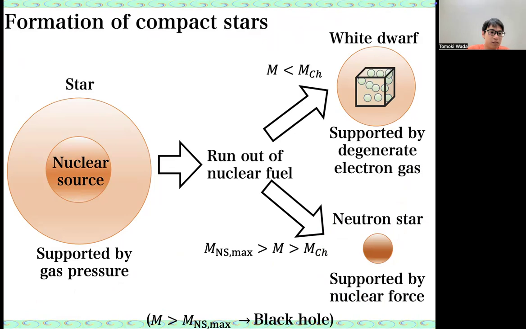And using nuclear physics, we can derive a maximum mass for neutron stars. And above this mass, even nuclear force cannot support the stars. So it results in black holes.